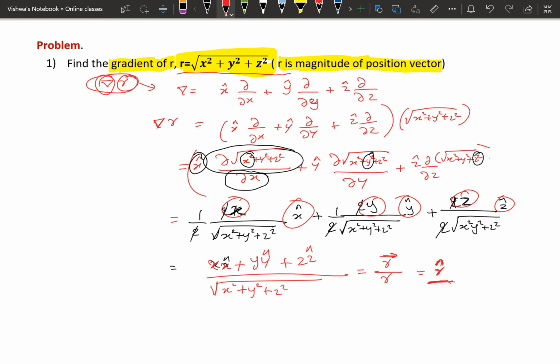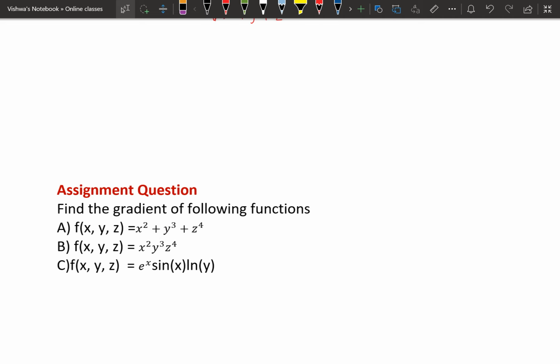Okay, this is about the gradient and how to find the gradient of functions. Now take an assignment question. Find the gradient of the following functions: f of x y z equal to x square plus y square plus z power 4. Another question: f of x y z equal to x square y cube z power 4. And one more: f of x y z equal to e raised to x sin x into ln y. Be careful with the partial differentiations. We only differentiate the terms that are multiples of that differential term.